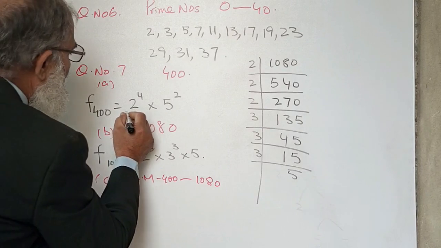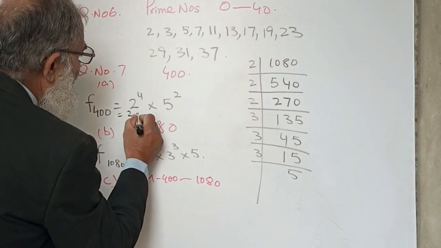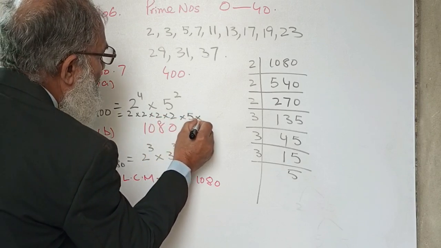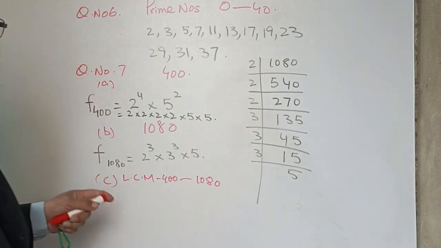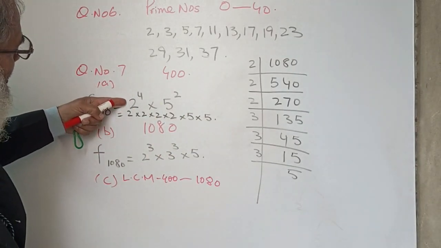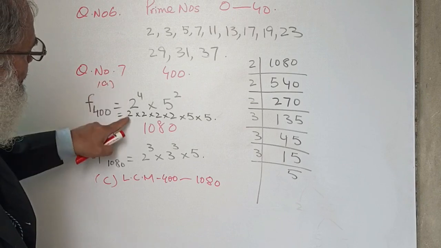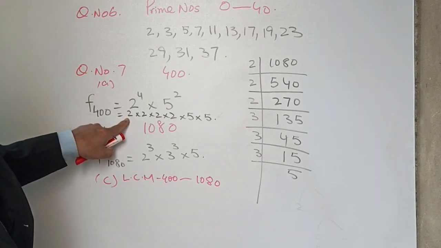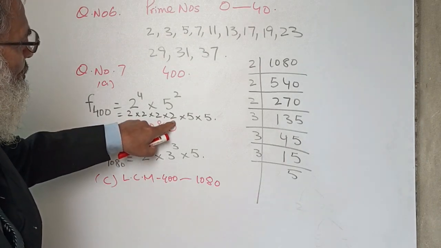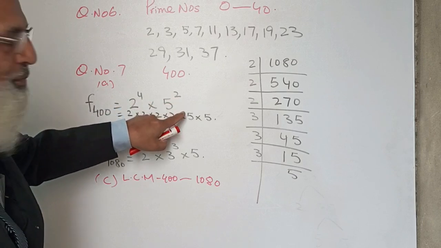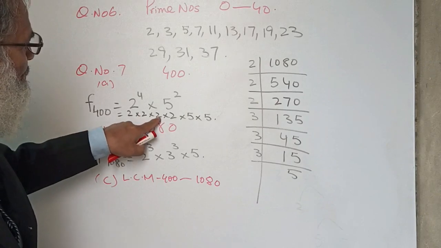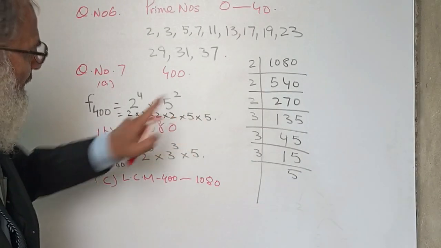Now if I write this as 2^4 and 5^2, I have just elaborated this. 2 raised to power 4 means we have to write 2 four times: 2 times 2 times 2 times 2. And 5 raised to power 2 means we have to write 5 two times. So I have written it as 2 times 2 times 2 times 2 and 5 times 5.